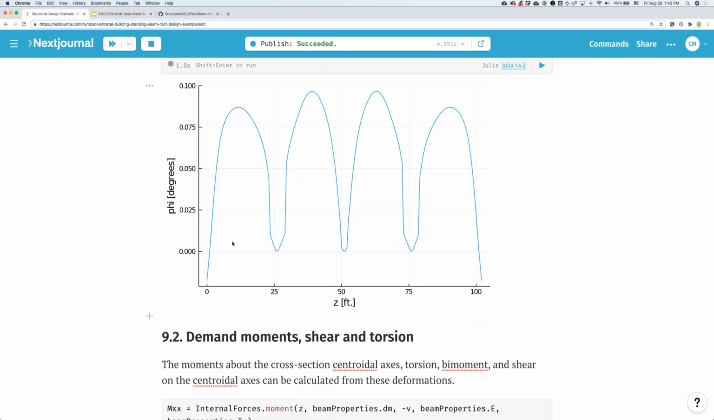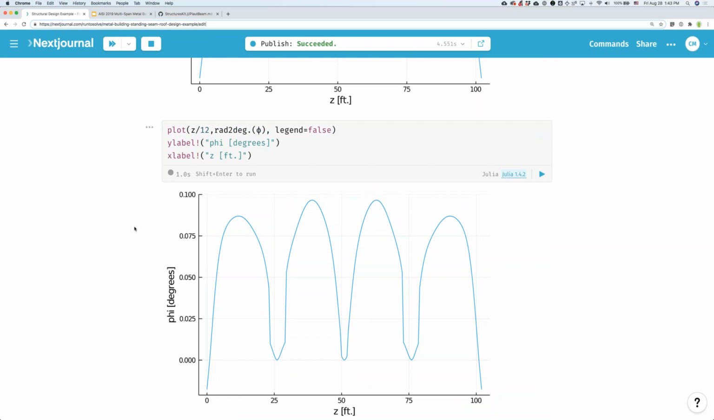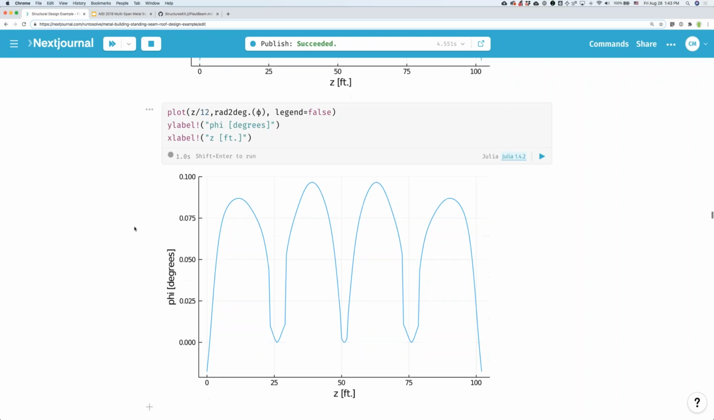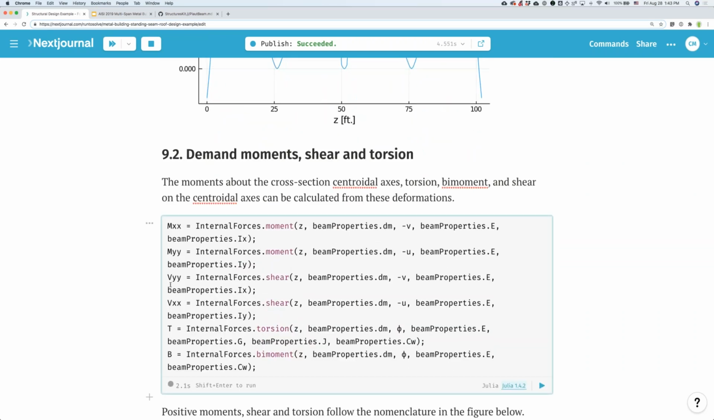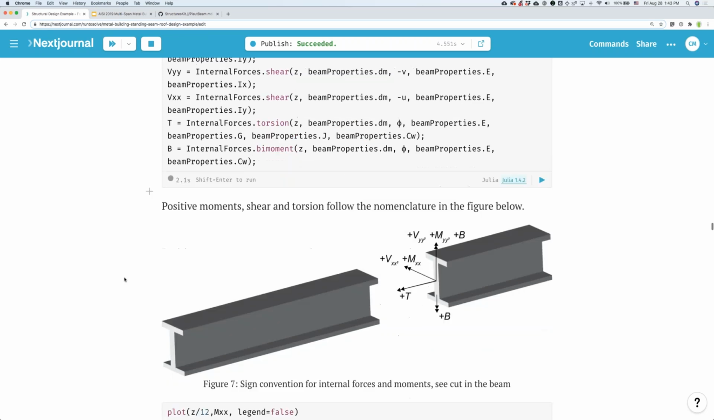All right. The cool thing is, if you think back to your undergraduate education, you remember that you calculate the internal forces from the displacements, from the derivatives of the displacements. Because we can numerically calculate derivatives very easily with existing tools, we can easily calculate all of the moments, shears, torsion, and even bi-moment, which is related to torsion. All of these internal forces that we need, we can calculate immediately from the displacements.